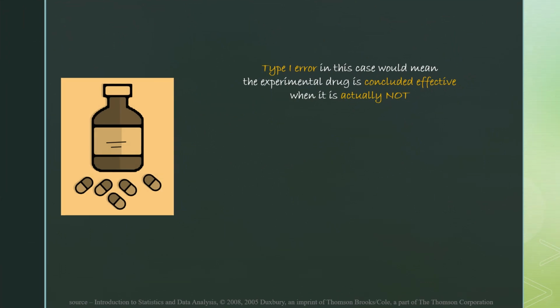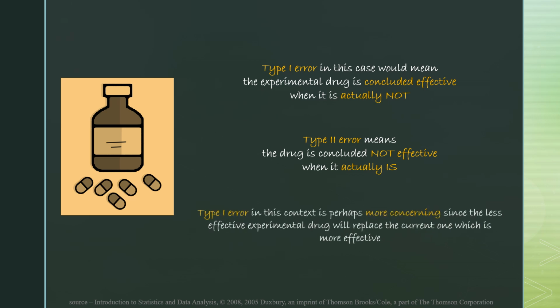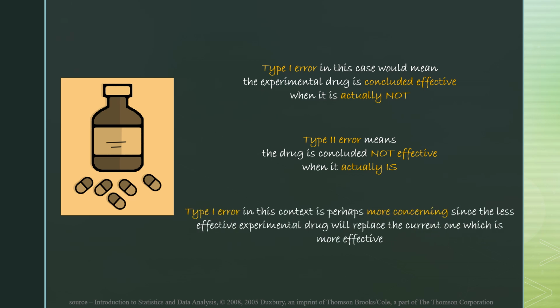Type 1 error in this case would mean the experimental drug is concluded effective when it is actually not. And type 2 error means the drug is concluded not effective when it actually is. Type 1 error in this context is perhaps more concerning since the less effective experimental drug will replace the current one, which is more effective. Therefore, the type 1 and type 2 errors have their own significance depending on the context of the hypothesis test, and they need to be managed accordingly.